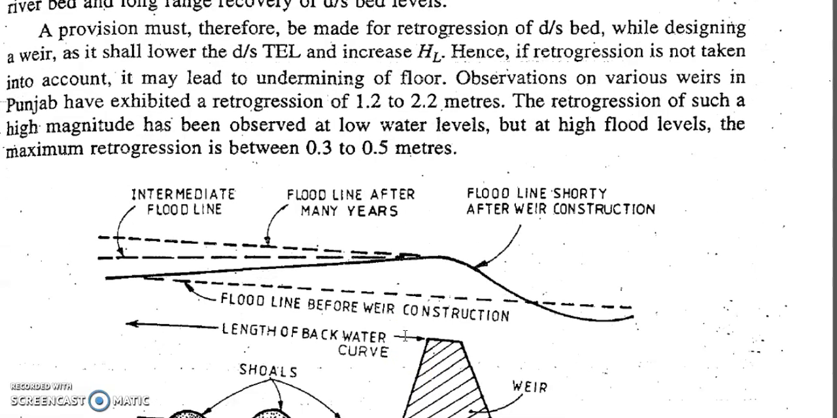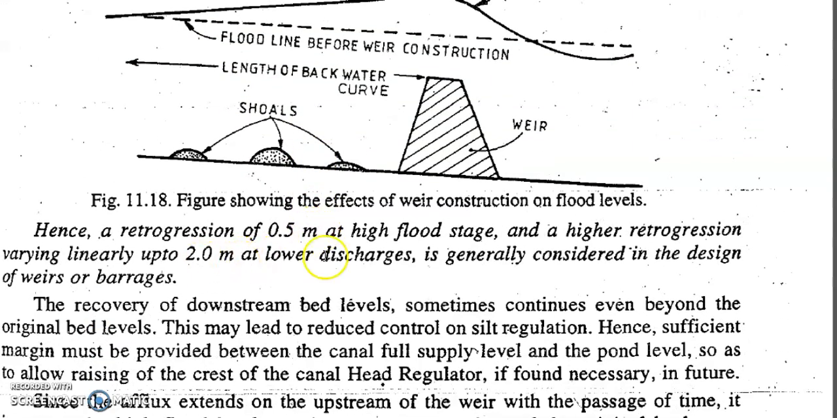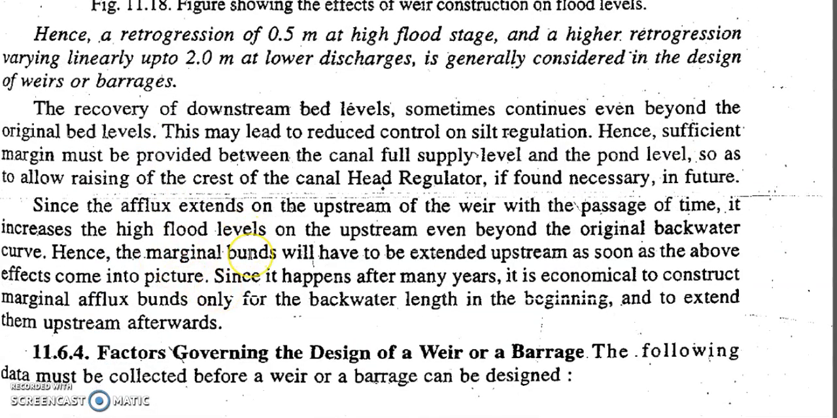You can see every phenomenon in this diagram. This is the initial flood line before the construction of the weir. This is the flood line after the construction of the weir, this is the intermediate flood line, and this is the flood line after many years. Because of the deposition of silt, this line goes up. So this is due to afflux. Hence, a retrogression of 0.5 meter at high flood stage and higher retrogression varying up to 2 meter at lower discharges is generally considered in the design of weirs or barrages. Just note this down.